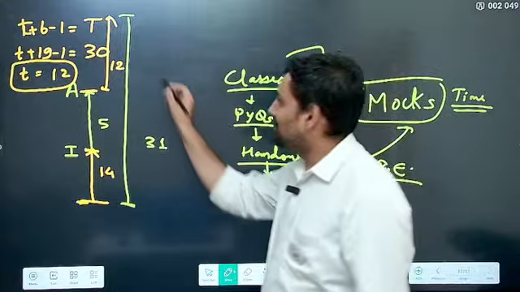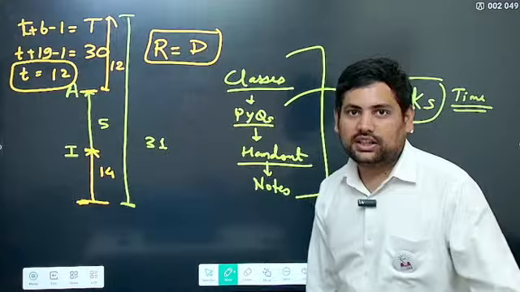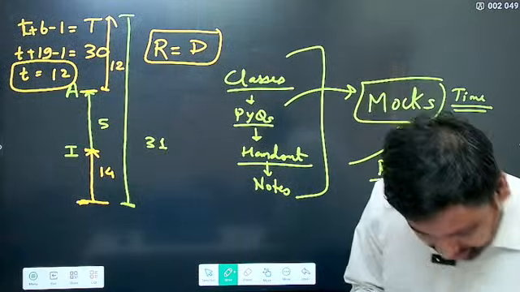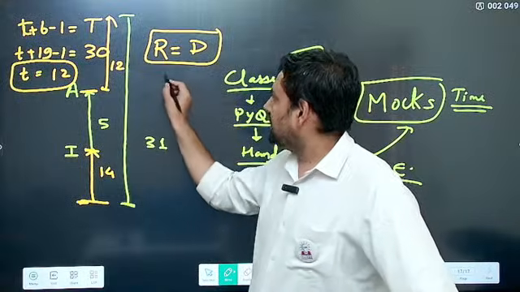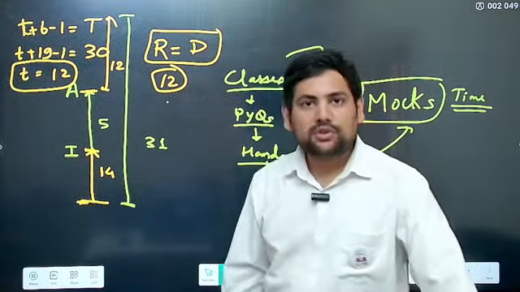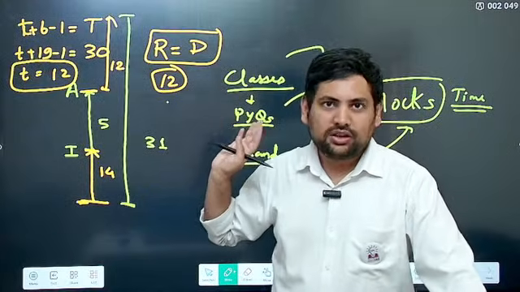Now one thing you know, rank is equal to distance, correct? So it is asking what is the rank of Aman from the start. Using both methods you get to the same answer, that Aman is 12th rank from the top.